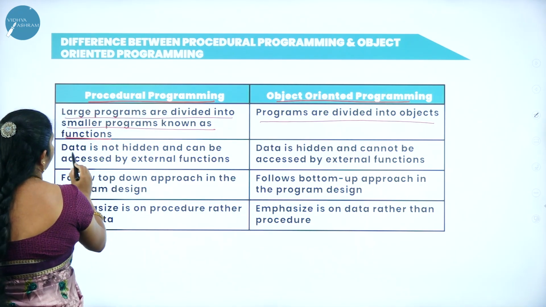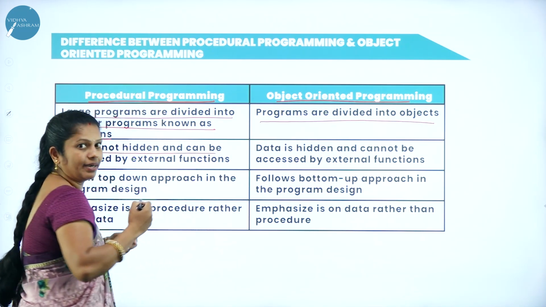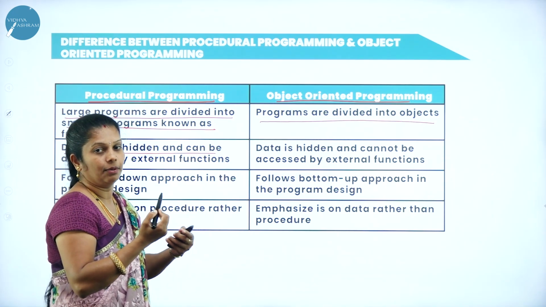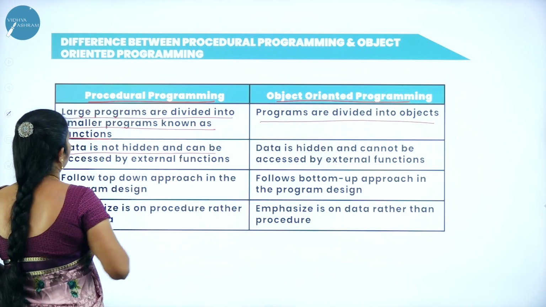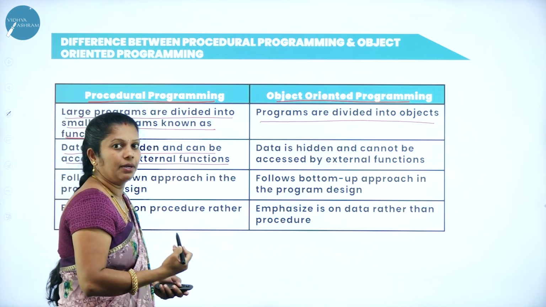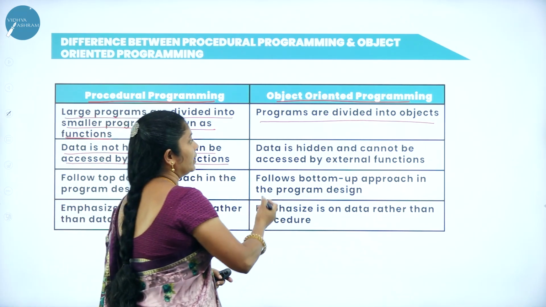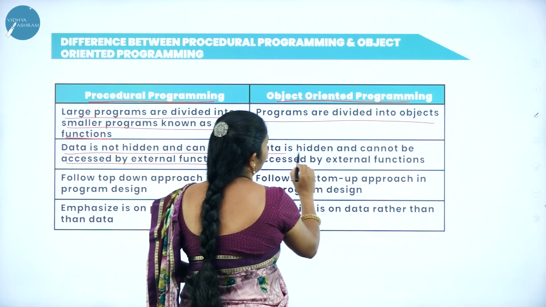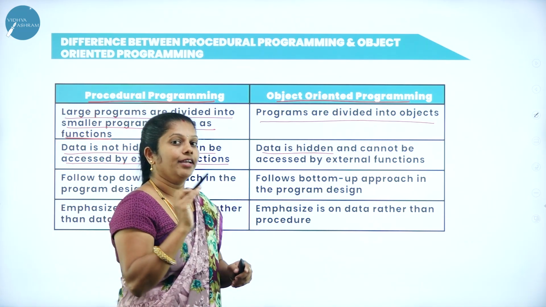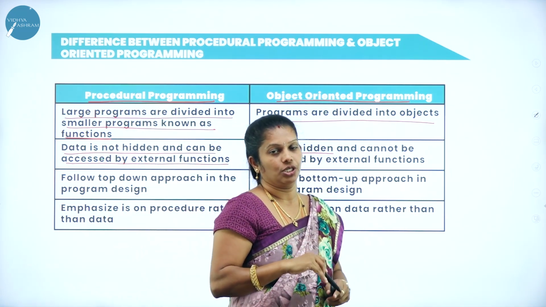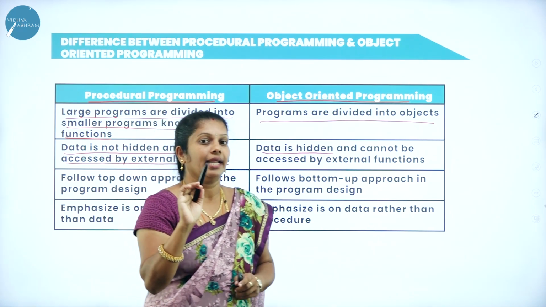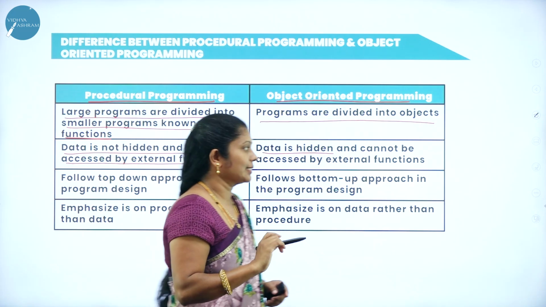Next, data is not hidden. In procedural programming, nobody hides the data. Whichever function wants to, it can directly access the data. Any function, even external functions, can access the data. Whereas in object-oriented programming, data is hidden. Directly, we cannot access the data. It is always combined with the functions, and only with the help of a function can we access it. But data, directly, we are not able to access here.